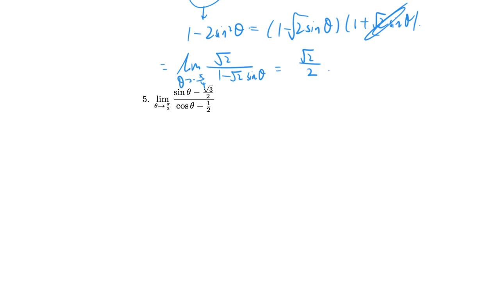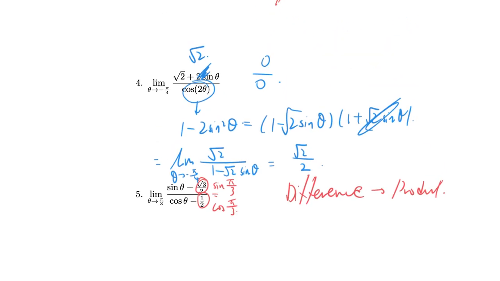Now, using the same sort of idea, what we can do for this one is rewrite root 3 over 2 into sine pi over 3, and rewrite 1 over 2 cosine into cosine pi over 3. And then we can use a difference to product to rewrite both the numerator and the denominator, and then ultimately one of the annoying factors will cancel.